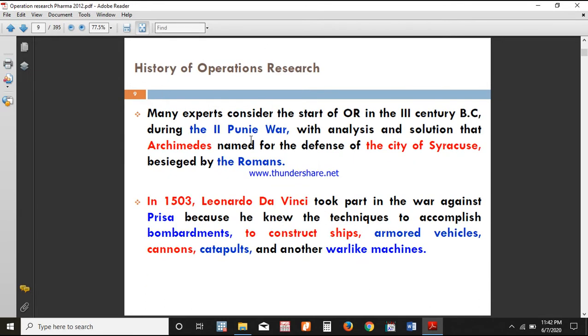When we come to the historical background of operations research, it dates back to the 3rd century before the birth of Christ, in the Second Punic War, with the analysis and solutions that Archimedes devised for the defense of the city of Syracuse against the Romans. After this, in the 16th century, Leonardo da Vinci took part in the war against Pisa, and in this century operations research helped to construct ships, armored vehicles, cannons, and war machines.